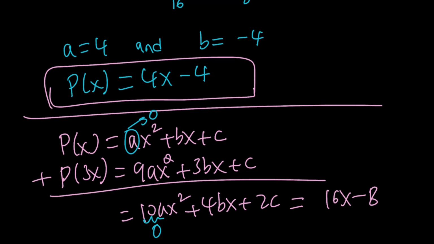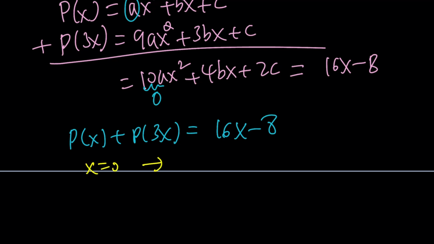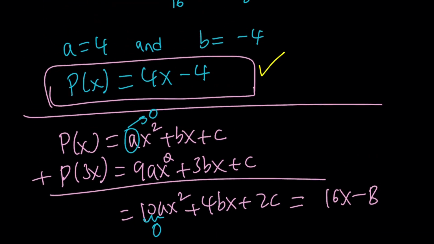Now we can go ahead and do some quick checks. Since we were given p of x plus p of 3x as 16x minus 8, we can replace x with something. For example, x equals 0 will produce p of 0 plus p of 0, which is 2p of 0 equals negative 8, from which we get p of 0 equals negative 4. And if you check that against p of x, that'll actually verify. It doesn't guarantee the solution, but it's a quick way to check whether we made any mistakes or not. Obviously, if you use more than one value, it'll be better.